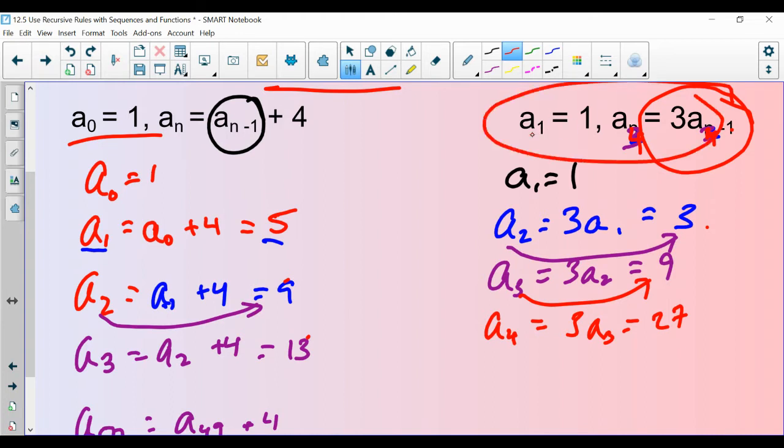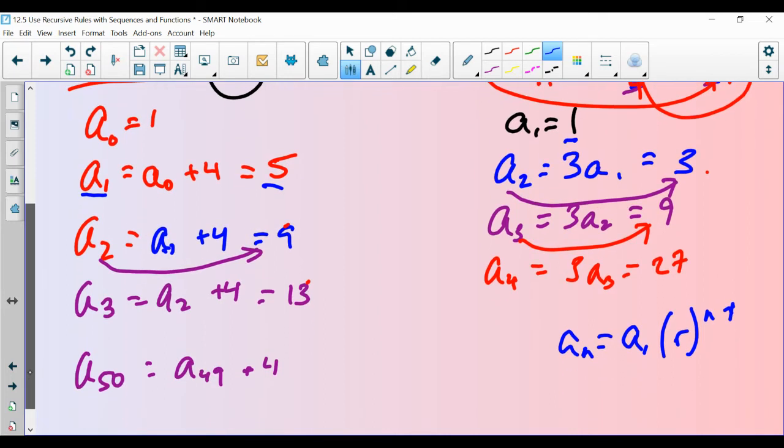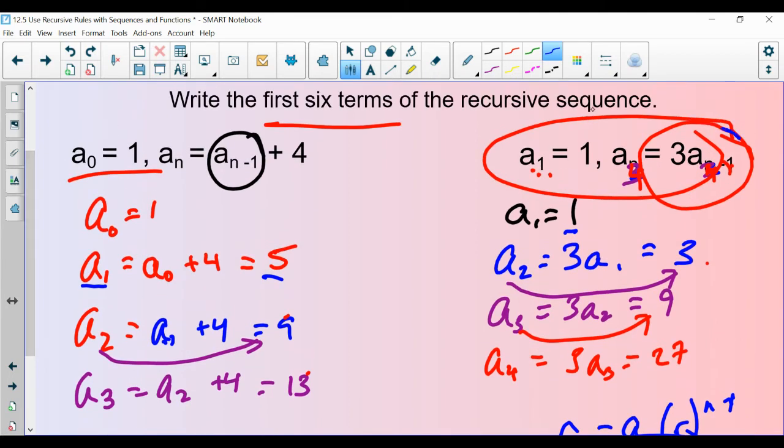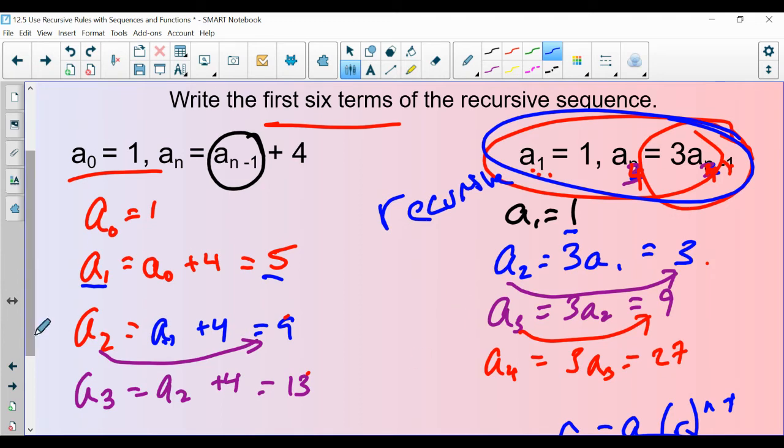So this rule, defining the first term, and then this part of the rule, is the exact same sequence if we used the stuff from 12.3. A1 is 3 in the R value. What you're multiplying by is 3. So it's the exact same sequence as a sub n is equal to A1 R to the n minus 1. A1 was 1, and R is 3. This is the exact same rule. This is defining it recursively, and this one down here is defining it explicitly.